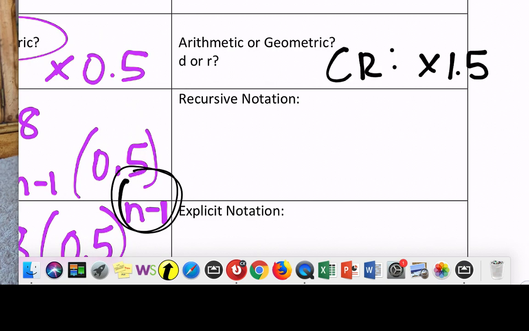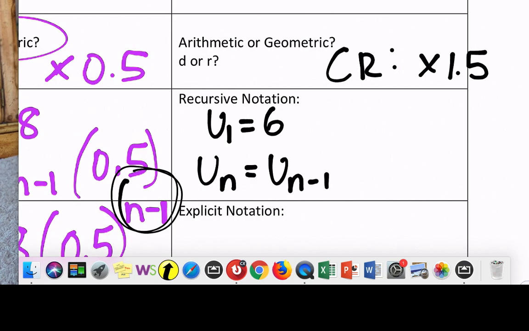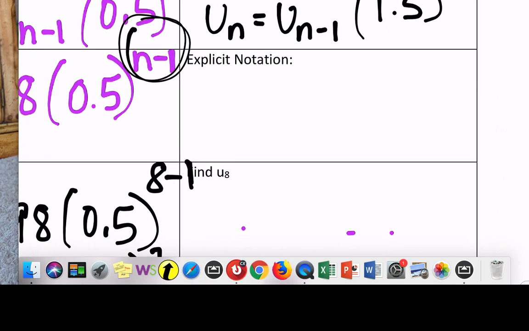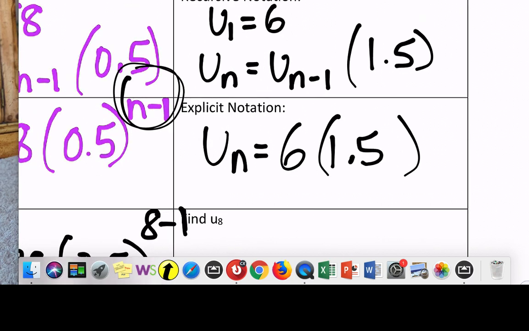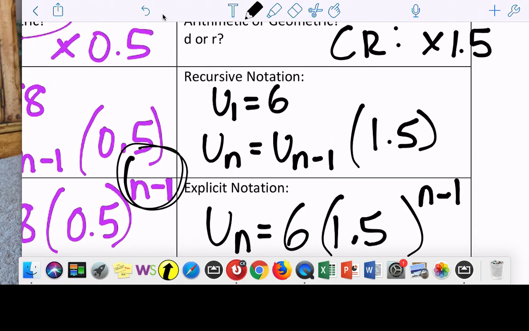All right, the recursive notation here, our starting value is 6. To find any term, you take the term before it and you multiply by 1.5. All right, the explicit notation, to find any term, we have the starting value of 1, which is 6. Our common ratio is 1.5. And since we do 6 and then enter in our calculator, this again is to the n minus 1 power. And again, I'll show you what that means.